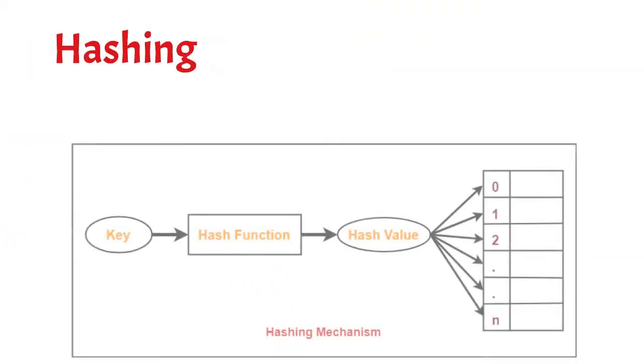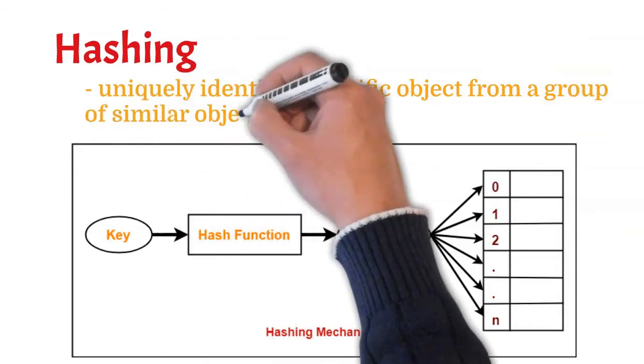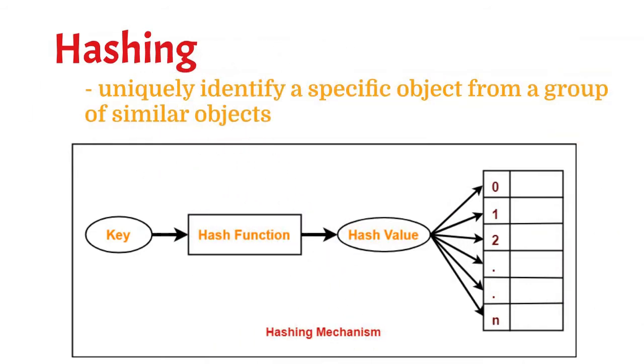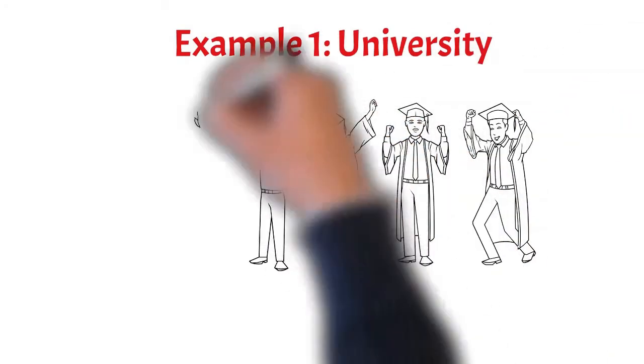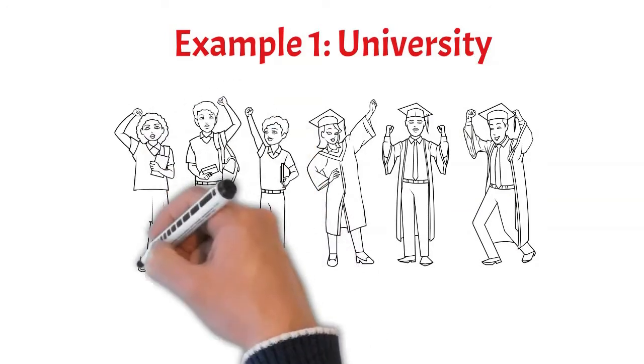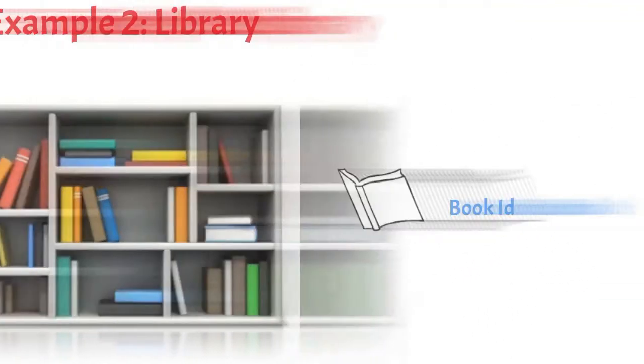Hashing is a technique that is used to uniquely identify a specific object from a group of similar objects. Let us see a couple of real-world examples. In universities, each student is assigned a unique roll number that can be used to retrieve information about them. In libraries, each book is assigned a unique number that can be used to determine information about the book.